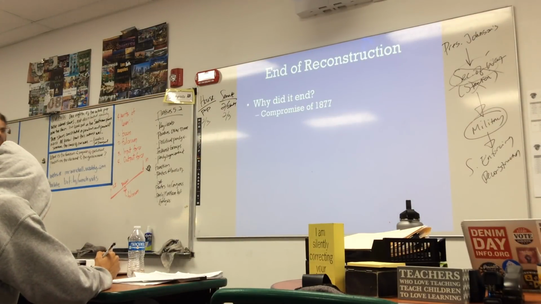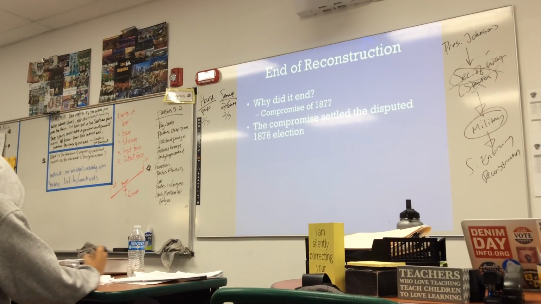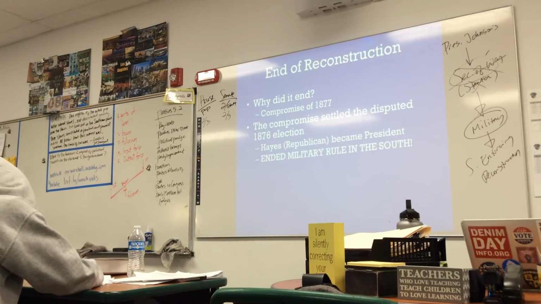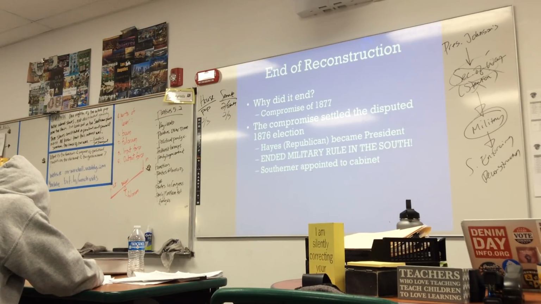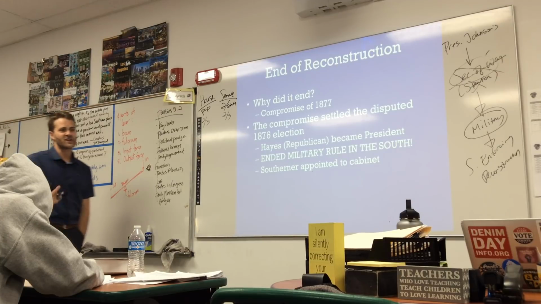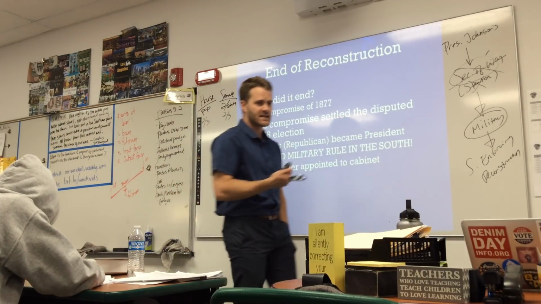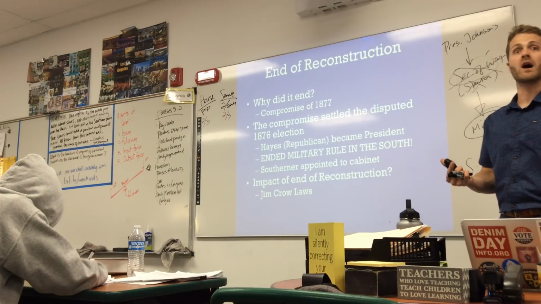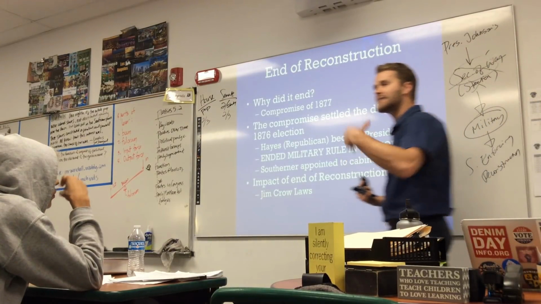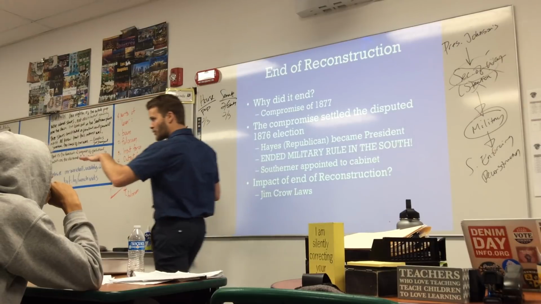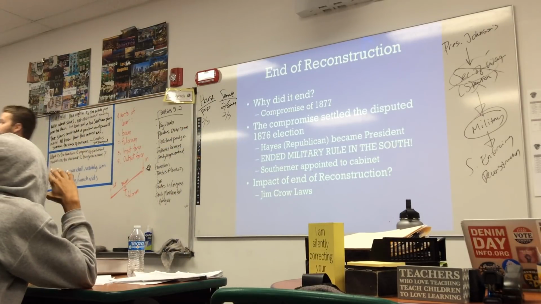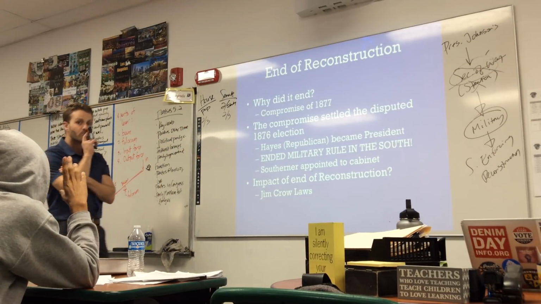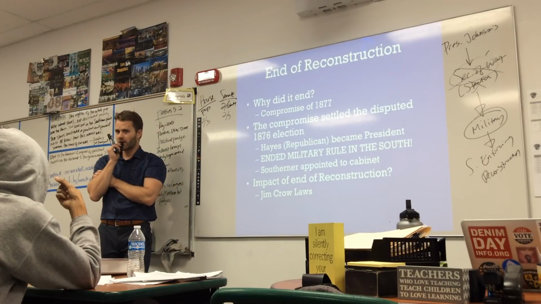So it ended because of the Compromise in 1877 to solve this election problem. Hayes becomes president, military rule in the South ends. He appoints for the first time in 20 years a Southerner to his cabinet. And what we get instead is Jim Crow laws. These Southern states decided they're going to pass as many laws as possible to return African Americans to status of second-class citizen. So they have like a mini era of good feelings stuff there?